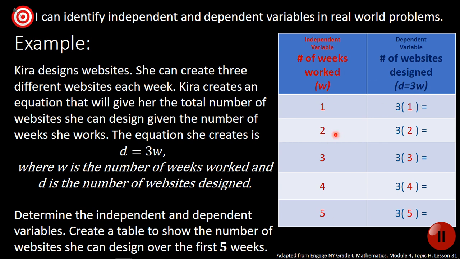I put a 1 in here, a 2 in here, a 3 in here, a 4 in here, and a 5 in here. And then I multiply those out. So 3 times 1 is 3, 3 times 2 is 6, 3 times 3 is 9, 3 times 4 is 12, and 3 times 5 is 15.